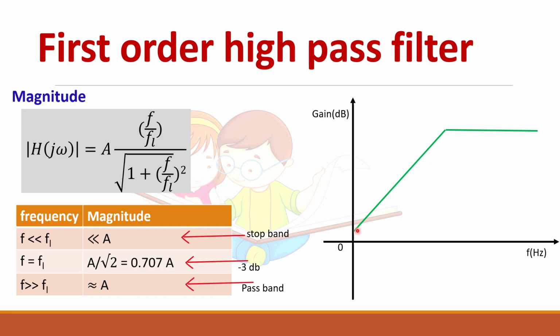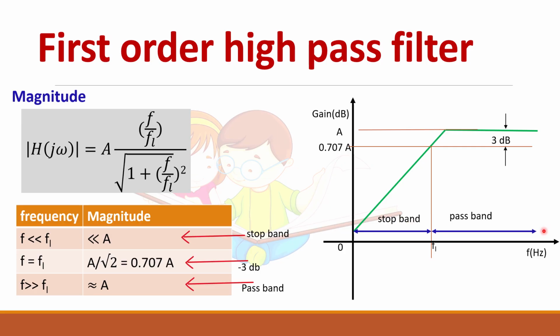So the characteristics will be like this. Initially it is the stop band, so there is attenuation here, and after that we will get the pass band. In the pass band the gain is A, and the 3 dB line is here, so it is 0.707 A. At this point we will get the cutoff frequency FL. So this is the stop band and this is the pass band. And the cutoff frequency FL is given by 1 by 2 pi RC. So in both the low pass filter and the high pass filter, the cutoff frequency formula is the same, 1 by 2 pi RC.